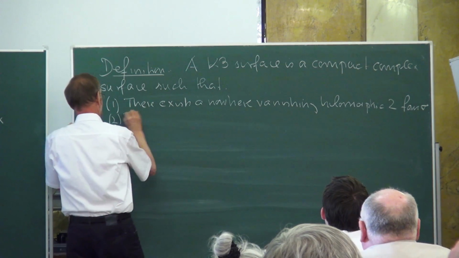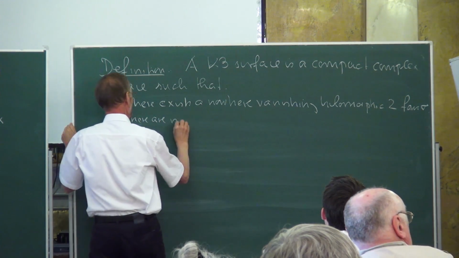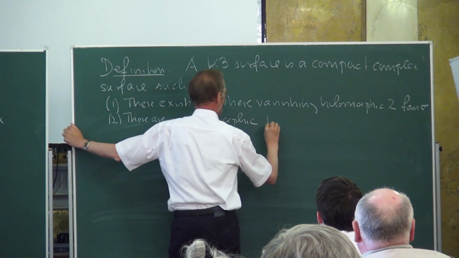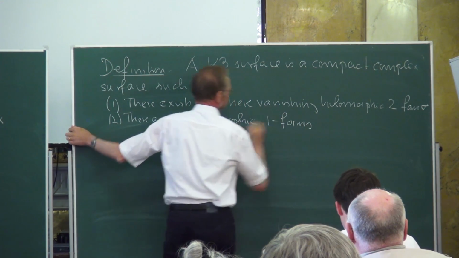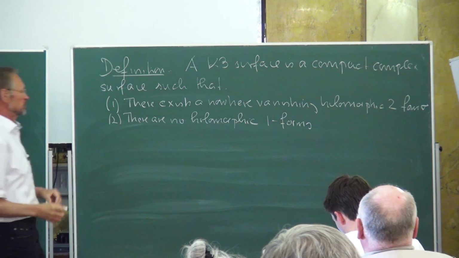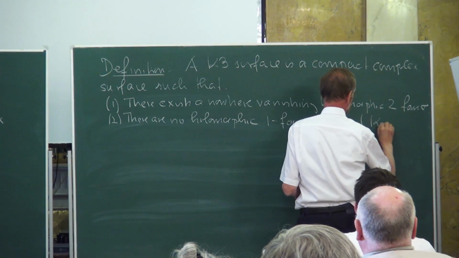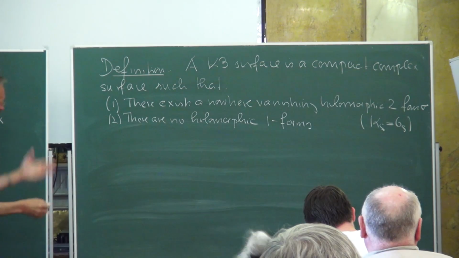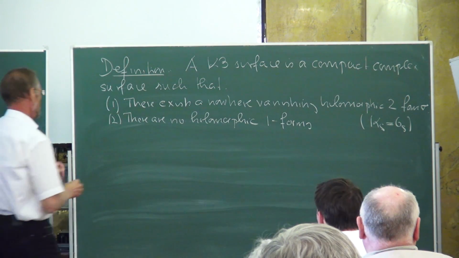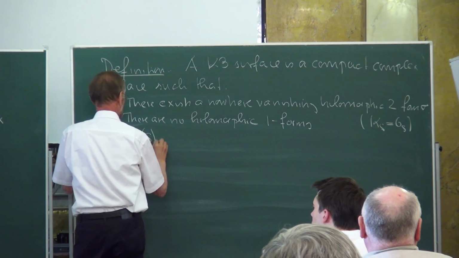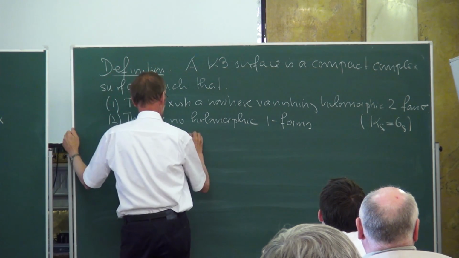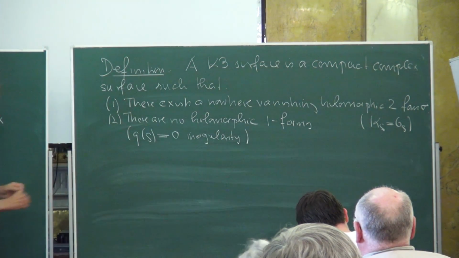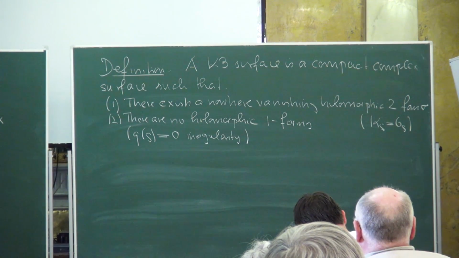Secondly, there are no global holomorphic 1-forms. The first condition, algebraic geometers would say, okay, the canonical bundle is trivial. So this is essentially the determinant of the cotangent bundle, and the 2-form trivializes that. And for the second condition, algebraic geometers would say these surfaces have irregularity 0. Okay, so that's the definition of a K3 surface.